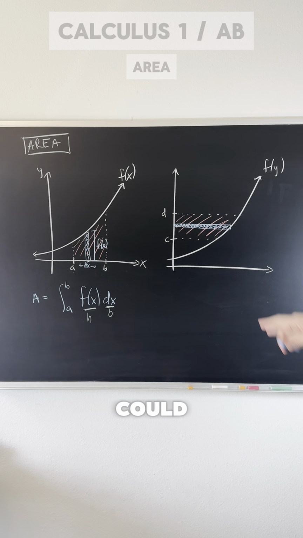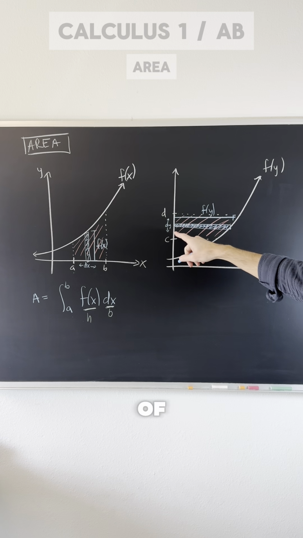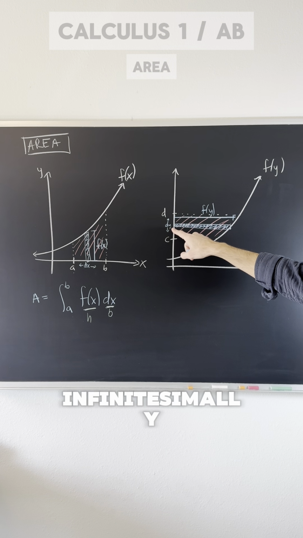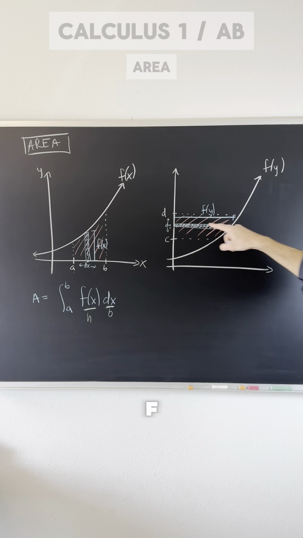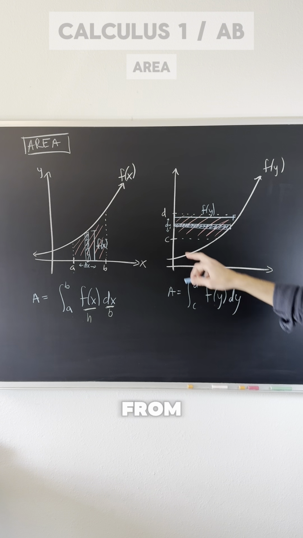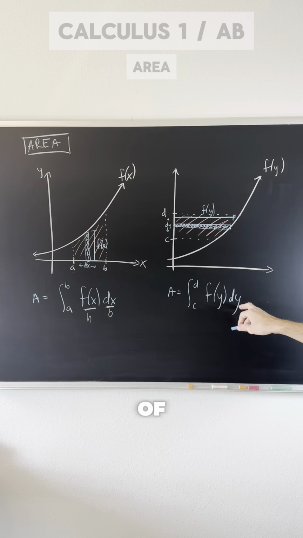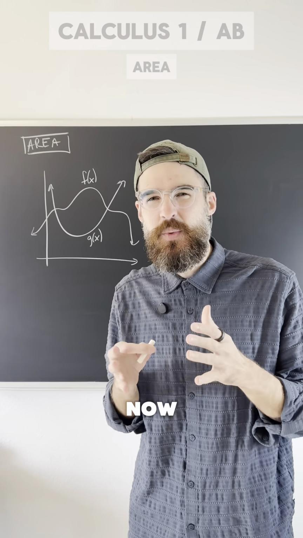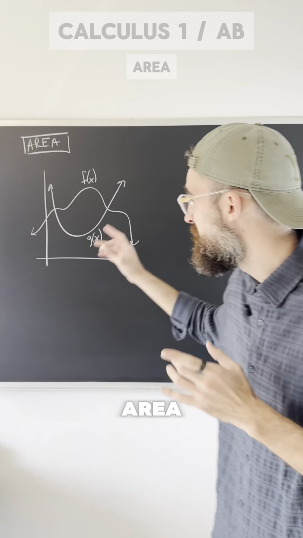Now, how would that look if I went ahead and did this in the y dimension? Well, we could picture our rectangle running horizontally now, where the base and the height of the rectangle would correspond to some infinitesimally small dy right here and some f of y length over here. Our area would therefore be the integral from c to d, our boundary points there, of f of y dy. Now, how do we apply this same logic to find the area between curves?